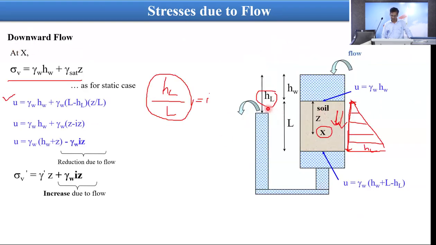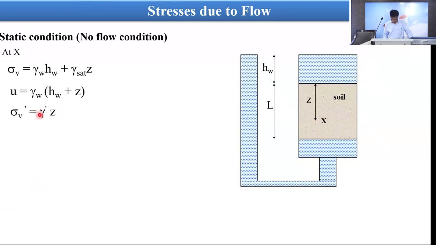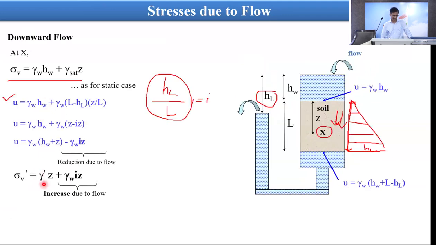downward flow. Water is coming in from here and flowing out there, so due to this there is head loss. Water comes from here and goes there, so there is head loss, meaning downward flow. What happens to the effective stress? If you see the previous slide, it was gamma dash z. Now it has become gamma dash z plus gamma w into iz. Iz is the gradient and z is the distance at which you want to find it out.